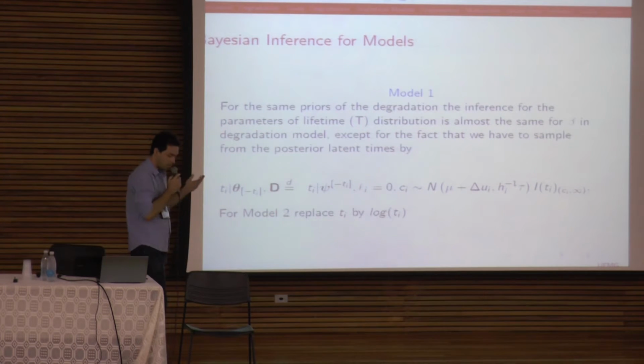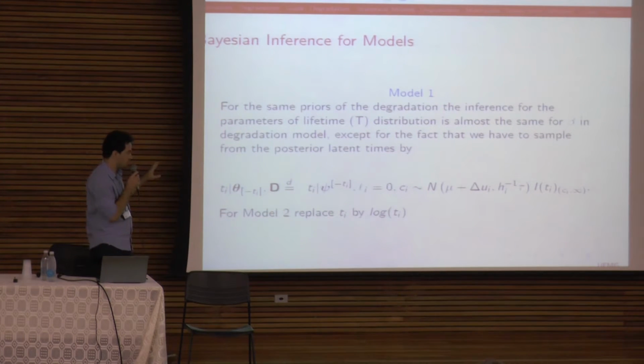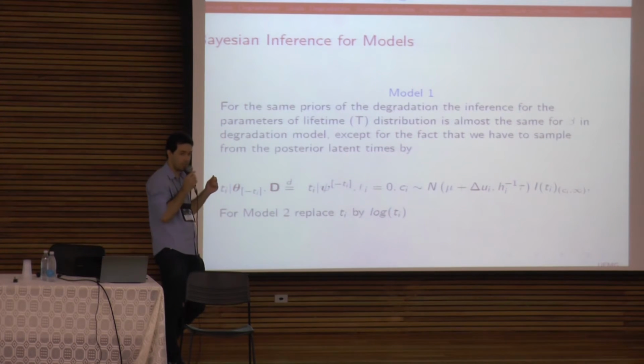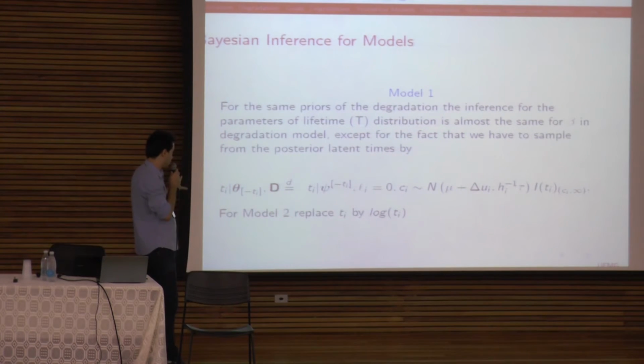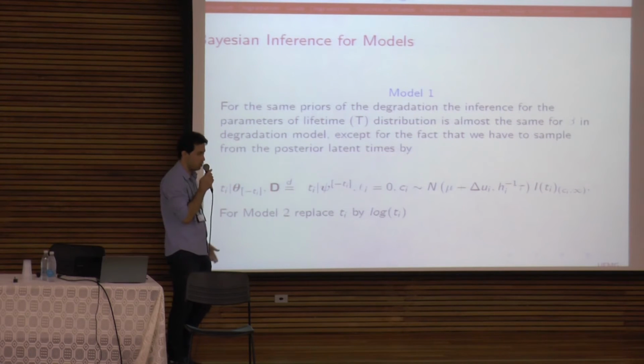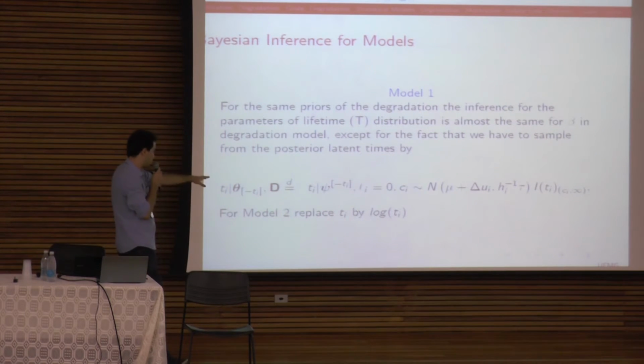So, as I told before, the full conditionals are very similar. I'm not going to present them here. The only significant difference is that you have to sample from the censored times. And to sample the censored times is very easy. The full conditional is like this: a truncated normal on the censored times. For model 2, just replace Ti by log of Ti.